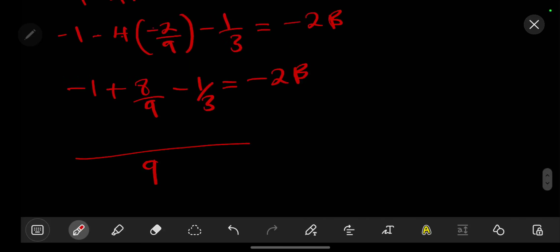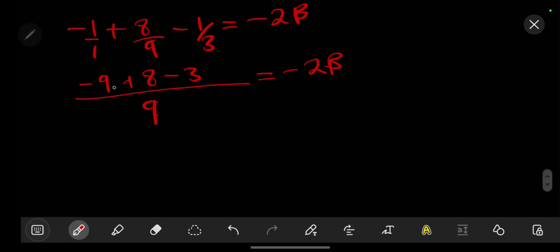So we are going to find the common denominator, which is 9. 9 divided by 1 is 9, times 9, it will give us negative 9 there. 9 divided by 9 is equal to 1, times that, it will be plus 8. 9 divided by 3 is 3, times 1. That's going to give us a negative 3, like that, should be equal to negative 2b, like that. Then what we are going to have is negative 9 plus 8, that will give us a negative 1, minus 3. So negative 1 minus 3 is equal to negative 4 over 9, should be equal to negative 2b, like that.